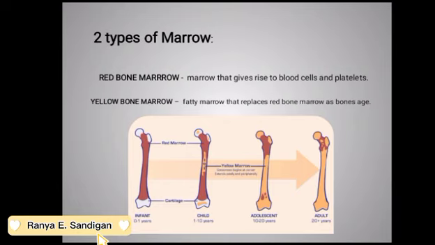And yellow marrow contains adipose tissue. The triglycerides stored in the adipocytes of the tissue can serve as a source of energy. And the red marrow is where hematopoiesis, the production of blood cells, takes place. Red blood cells, white blood cells, and platelets are all produced in the red marrow.